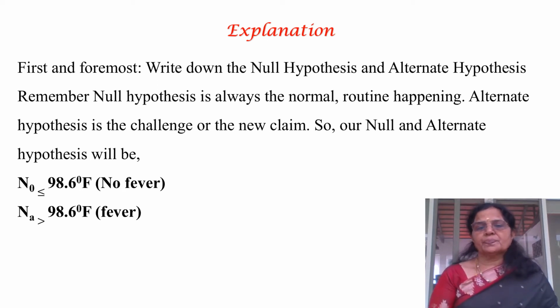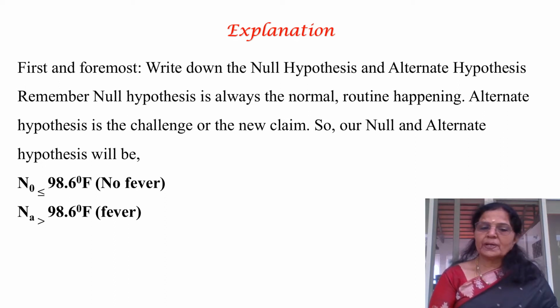Now, first and foremost, write down the null hypothesis and alternate hypothesis for the given statement. Remember, null hypothesis is always the normal routine thing happening. And the alternate hypothesis is the challenge or the new claim. So in this scenario, what will be our null hypothesis? That is, all the students are either having the temperature of 98.6 degrees Fahrenheit or below. There is no fever. Nobody is having fever. That is our null hypothesis.